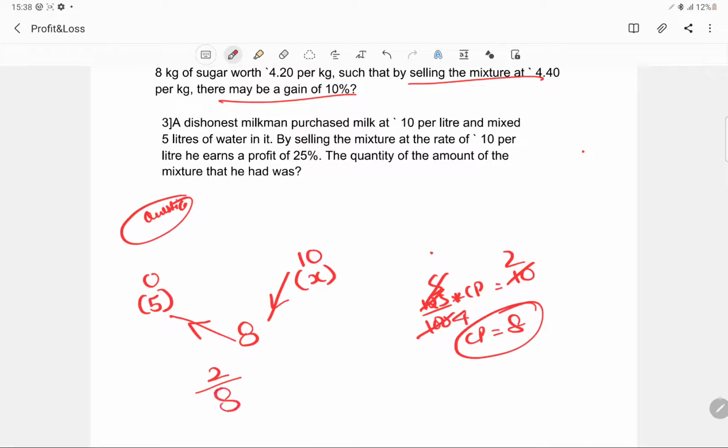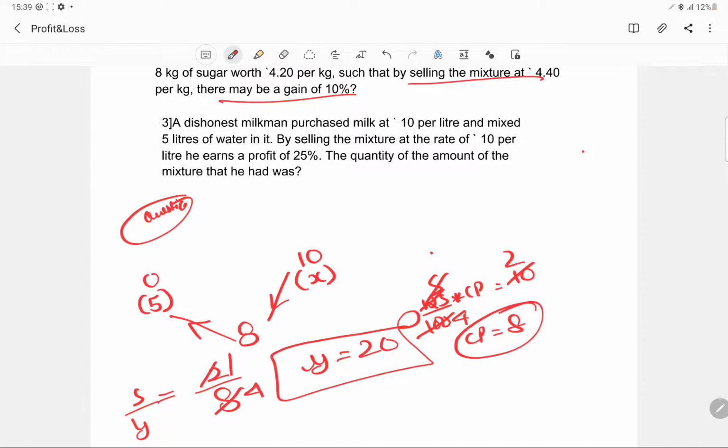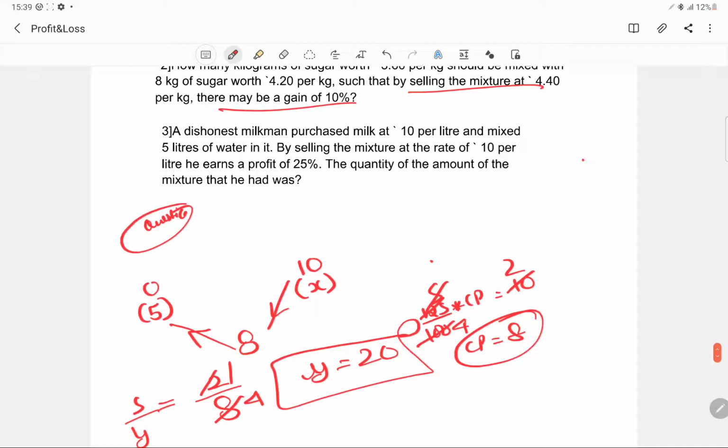This is like 8 and this is 5 and this is y and this is like 1, this is like 4. So y is nothing but 20. So y is actually the quantity of the milk and this is the quantity of water. Now you will mix it, so you will get 25 kgs.